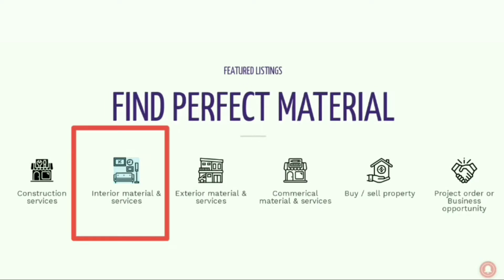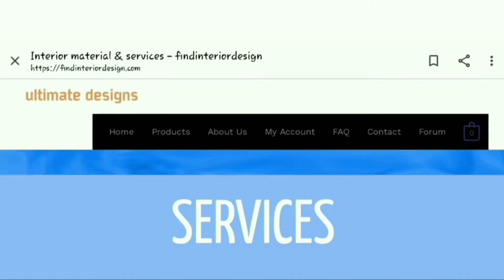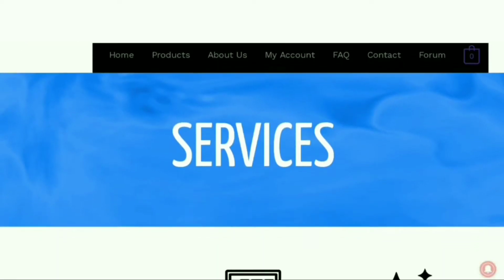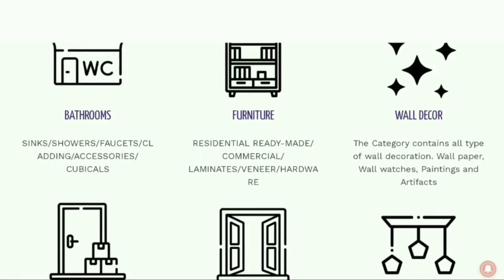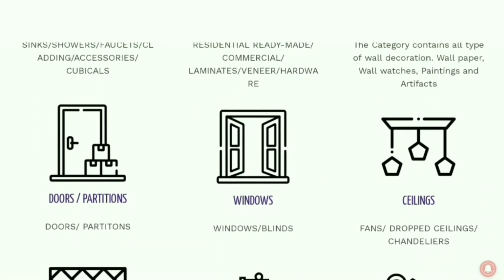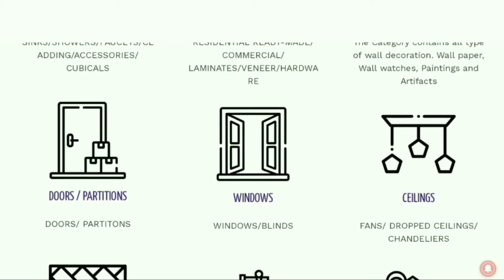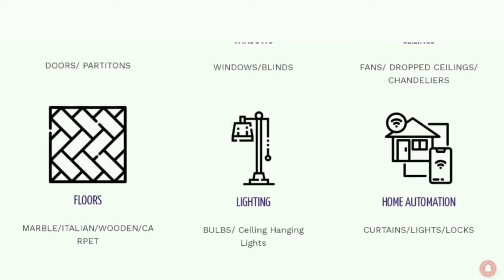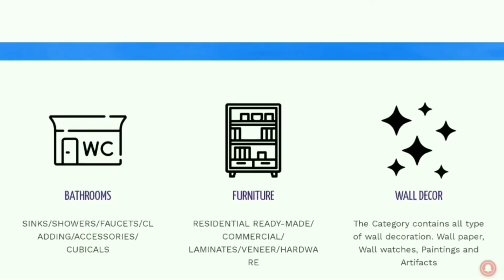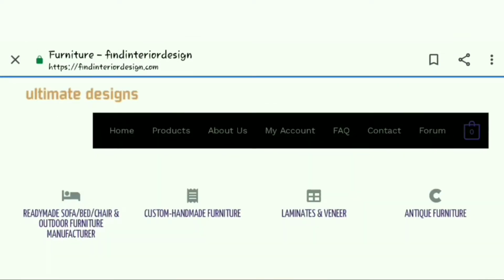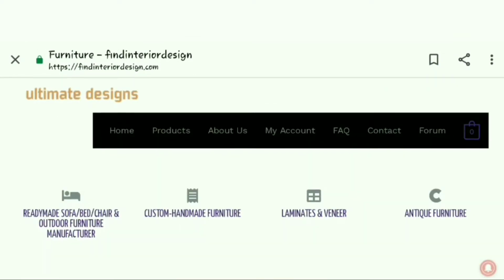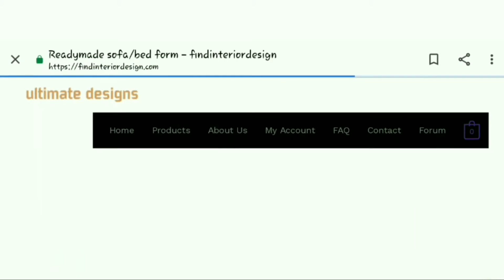Let's go to the interior material and services option. You can see we specified each and every home materials so that it becomes easier for you to search and saves your precious time too. Let's go to the furniture option. Here you get 4 different choices. You can choose accordingly. Let's click on the first option.